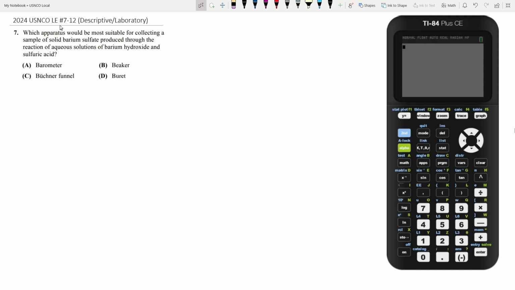So this is from questions 7 through 12. Let's start with question 7. Which apparatus would be most suitable for collecting a sample of solid barium sulfate produced through the reaction of aqueous solutions of barium hydroxide and sulfuric acid?